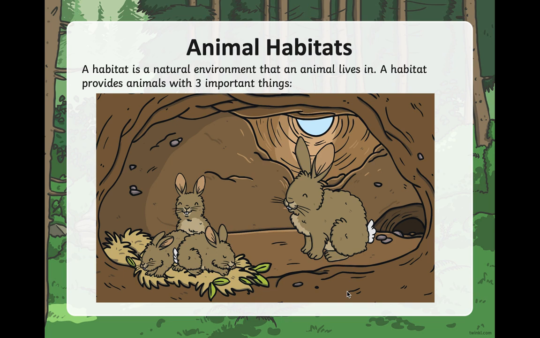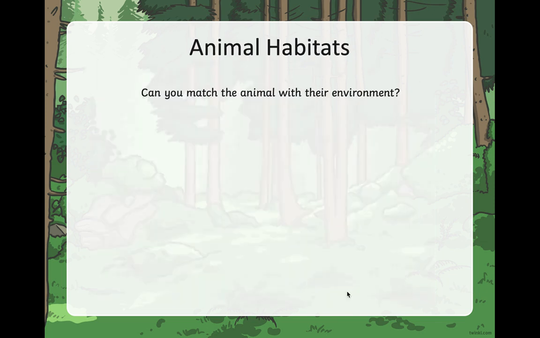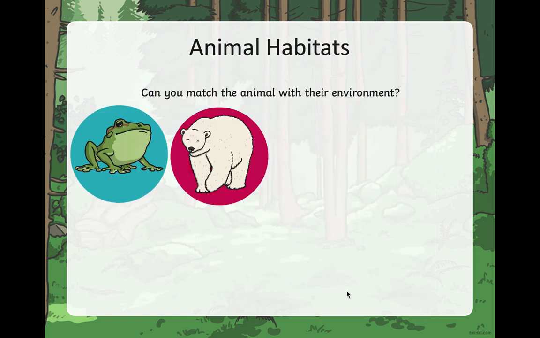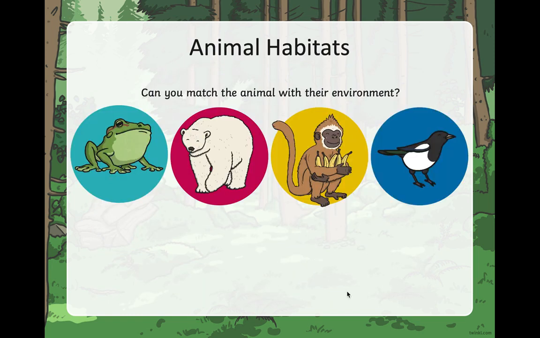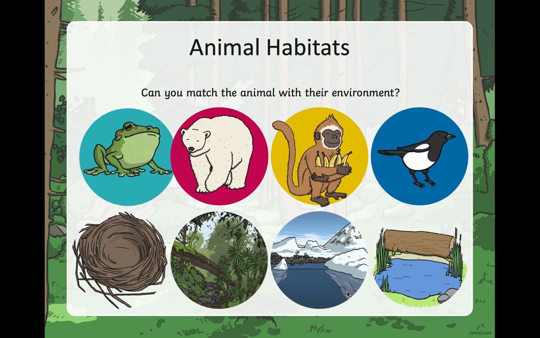So a habitat provides an animal with three important things: food, shelter, and a safe place to raise their young ones, right? So each animal requires a certain type of habitat, according to what they eat, where they want to live, and the temperature of their environment, right? So you can see how each of them can match with their habitat.